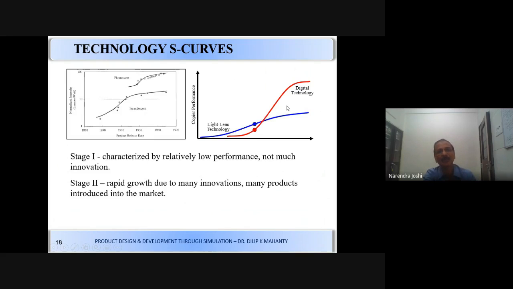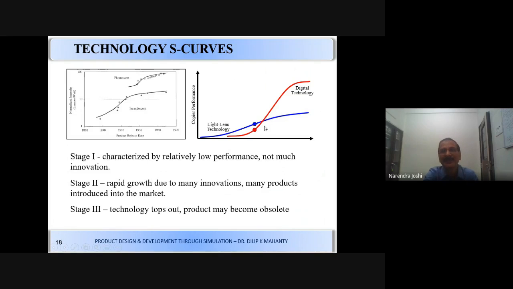Second stage, rapid growth due to many innovations, many products introduced in the market. Very fast growth will be there from stage 1 to stage 2. This is the rapid stage. Look at how this growth has happened. Then, third stage, it matures. It tops out, the product may become obsolete, it may not be used that way.